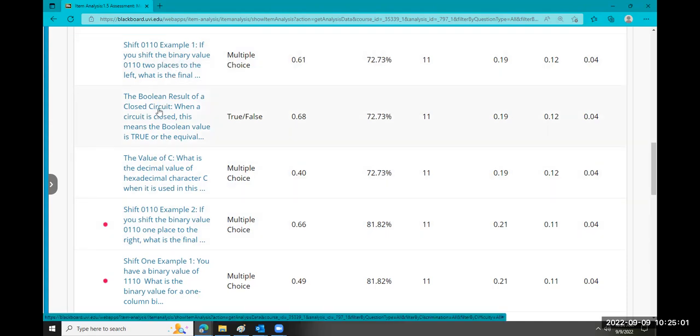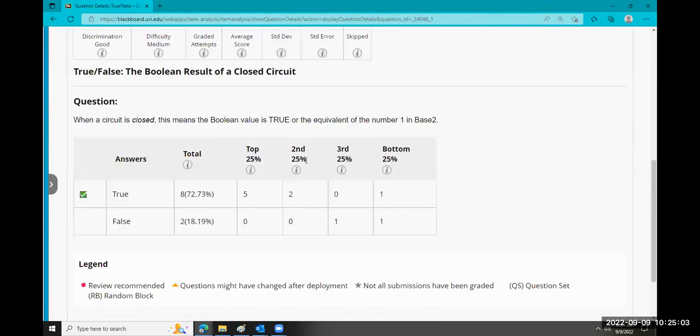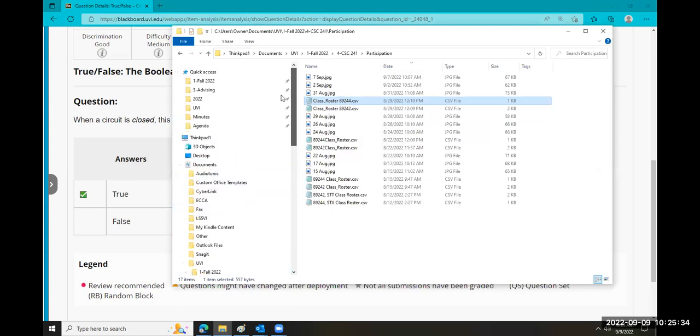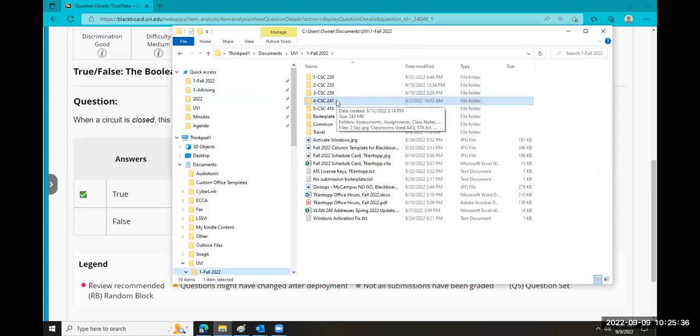So Boolean result. This is a true-false question. When a circuit is closed, this means the Boolean value is true, or the equivalent of the number 1 in the base 2 number system. Is that true? It is true. Closed means the wire is continuous with the light bulb. There may be a diagram in your module 2 study guide that kind of draws this out. Let's take a quick look, okay?